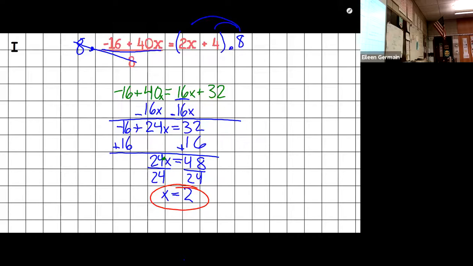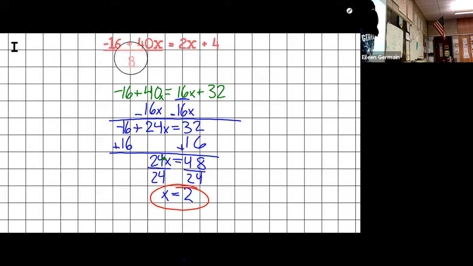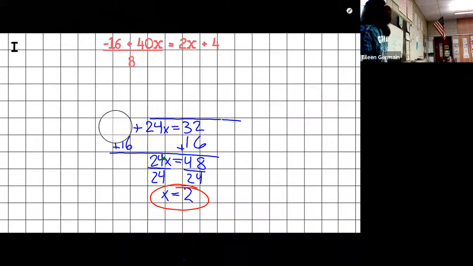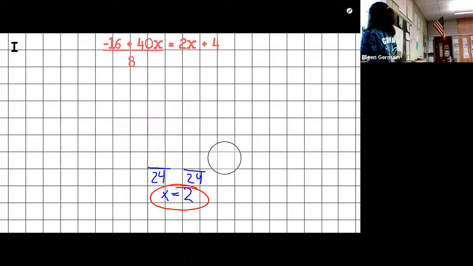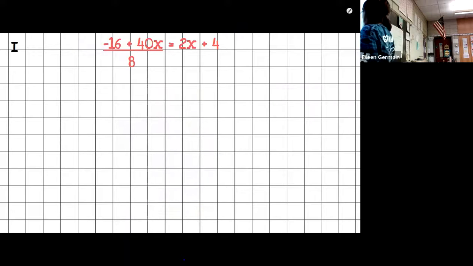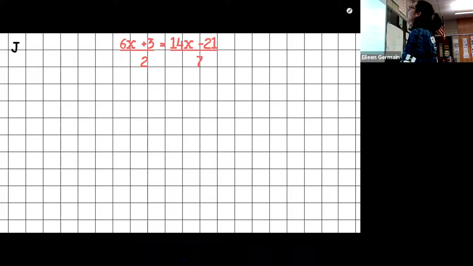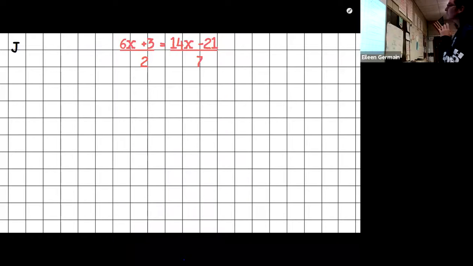Okay, I'm going to start erasing it in about 5 seconds. And I'm going to start from the top and work my way down. So I'm going to have Junior help me with J. So Junior, let's take a look at J. Ooh, J is super tricky. Junior, can you unmute and tell us what you think about this one?